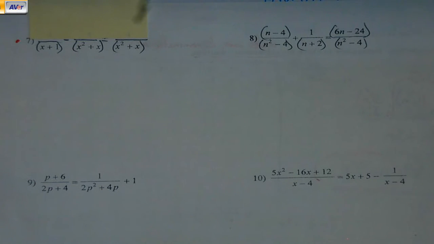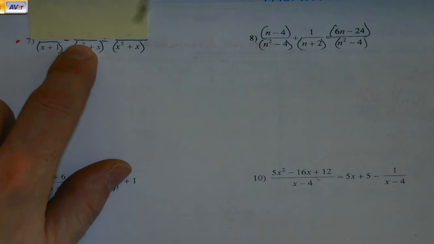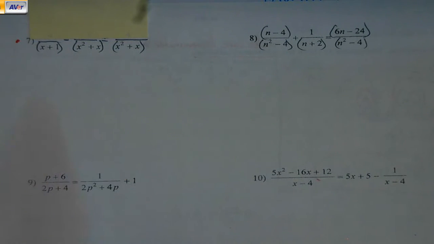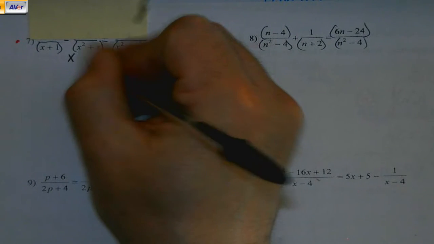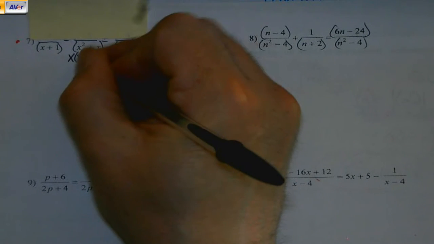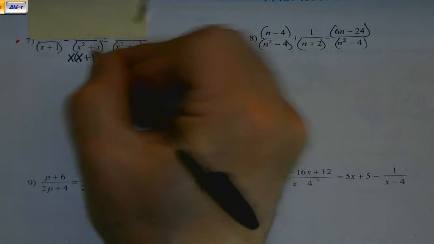If there's anything in the denominator that's factorable, we need to factor it. So I look at my first one, x plus 1. Okay, no. I look at my second one, x squared plus x. Okay? Do they have something in common? Yes. They both have an x. So I pull that out. X times x is x squared. X times 1 is x.